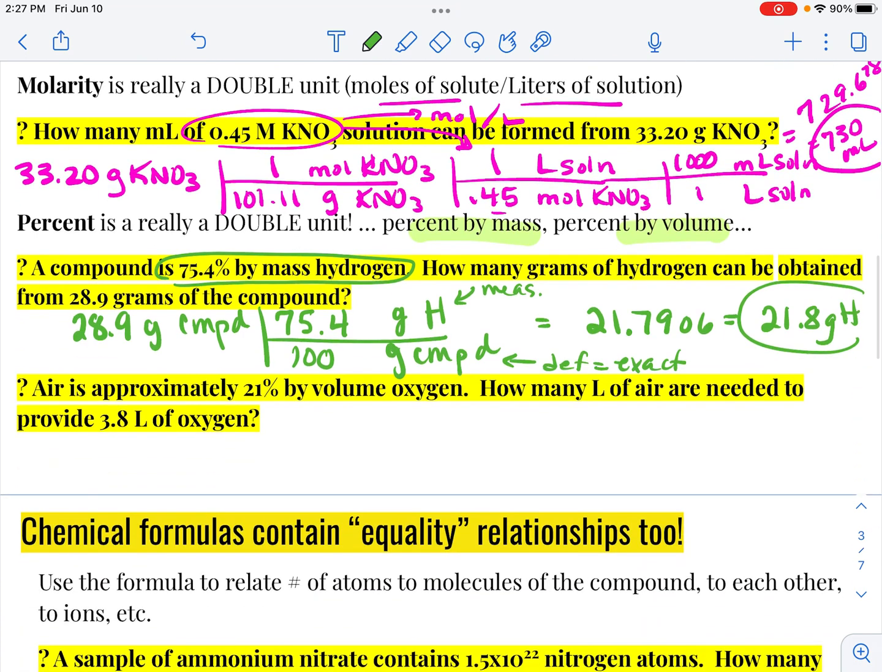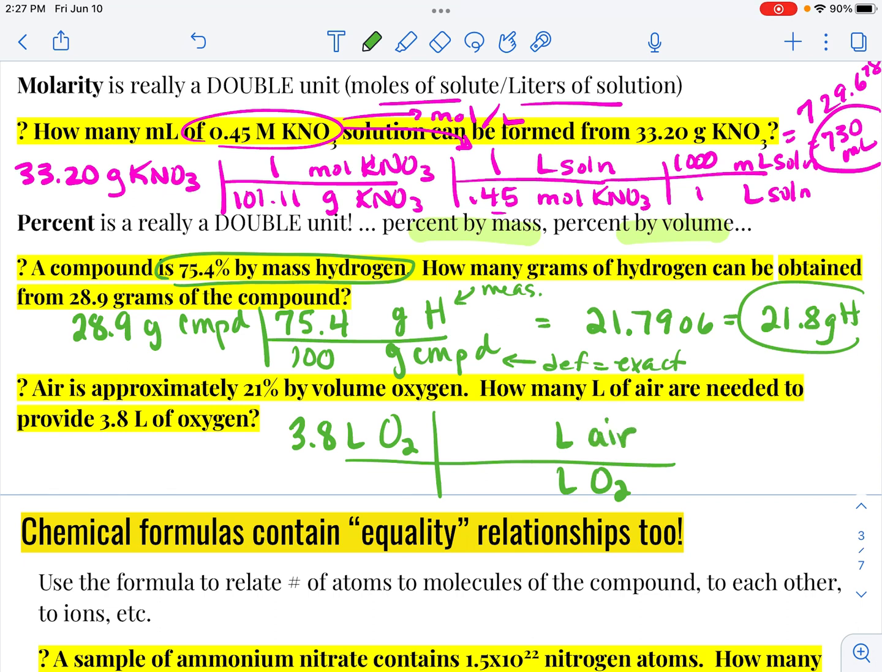If I'm going to do it by volume, it has to be 100 liters or 100 milliliters total, and then the liters or milliliters, same unit of what I'm looking for. So air is approximately 21% by volume oxygen. How many liters of air are needed to provide 3.8 liters of oxygen? So I'm going to start with 3.8 liters of O2. It's O2 because it's oxygen gas and air. I'm going to go liters of O2 to liters of air.